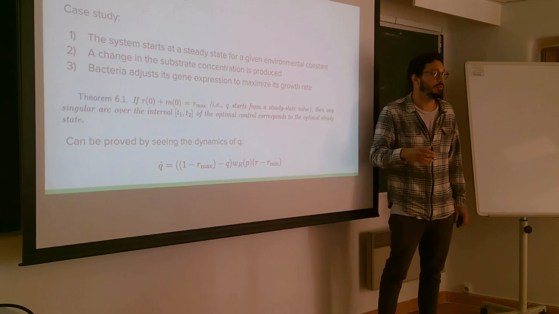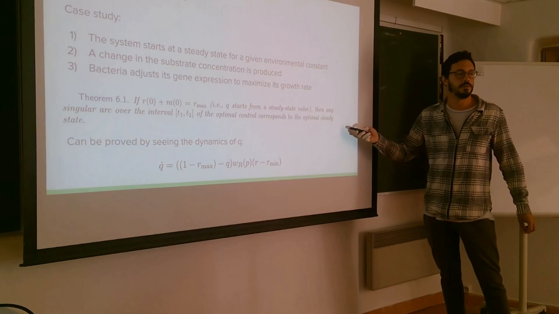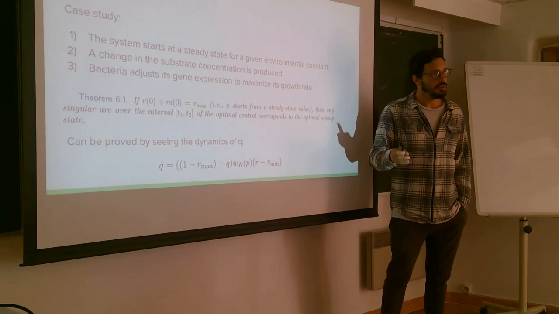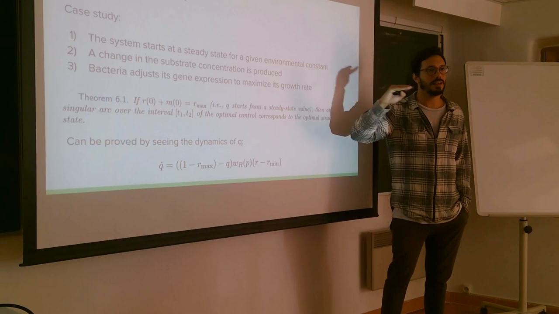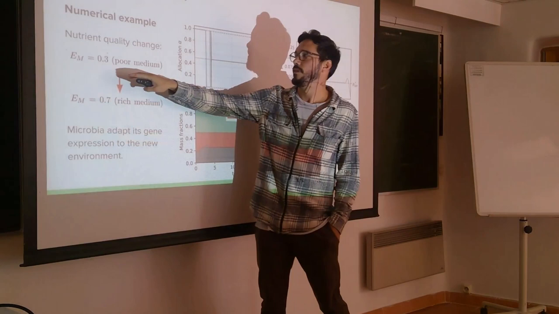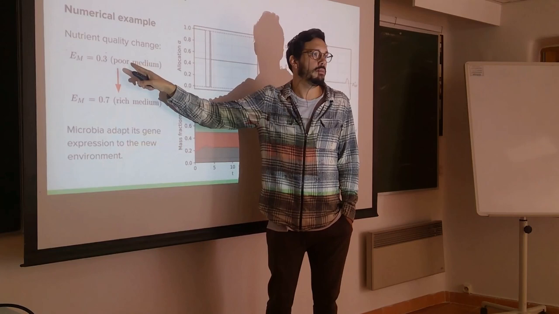So we have a result, which is very simple to obtain. If the system starts in a steady state, the singular arc of the optimal control, the whole strategy, is exactly equal to the static solution. So it would be something like this. I'll show you with simulations. So for example, we have a system starting from a steady state with a certain nutrient quality, which represents, for example, a poor medium, 0.3. And then we have a sudden change to a better nutrient, okay?